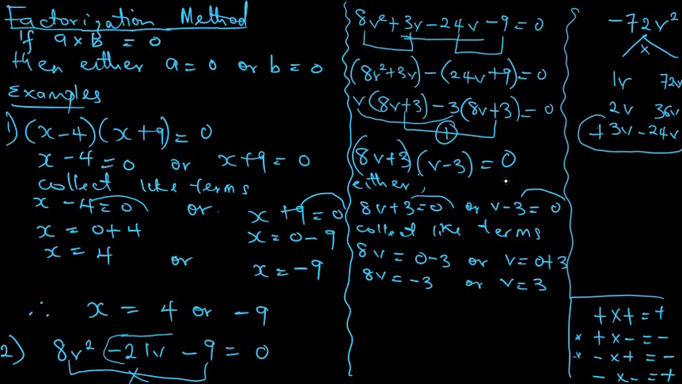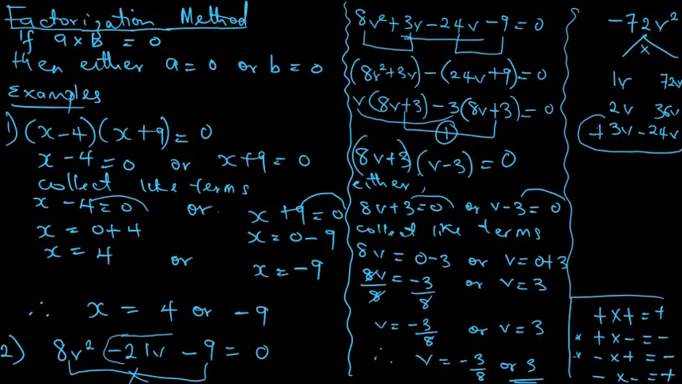Now we'll divide both sides by the coefficient of v. The coefficient of v on the left hand side is 8. So I'll divide both sides by 8. All over 8, all over 8. Now 8 cancels 8. Our v is equals to minus 3 over 8 or v equals to 3. So therefore, the answers for this question is v equals to minus 3 over 8 or 3.